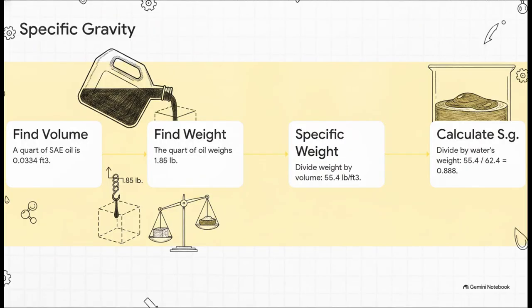Let's actually walk through this step by step so you can see how to calculate the specific gravity of a really common fluid, like SAE motor oil. First, we establish our volume. Let's say we have a quart of oil, which is 0.0334 cubic feet. Now, that specific volume weighs 1.85 pounds. Dividing those gives us a specific weight of 55.4 pounds per cubic foot. Since water is roughly 62.4 pounds per cubic foot, we just divide our oil's 55.4 by the water's 62.4. That gives our oil a specific gravity of 0.888. And because that number is less than 1, we know, mathematically for sure, that this oil will float on water.